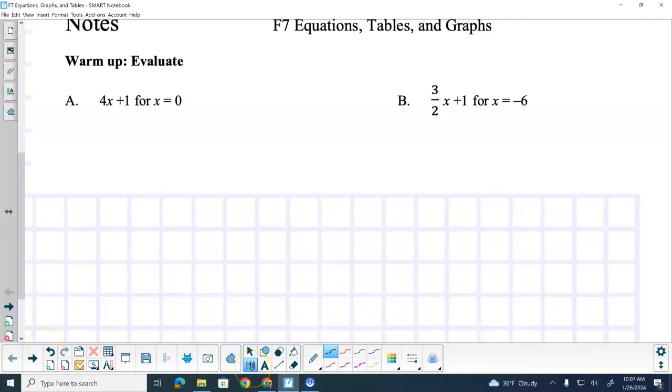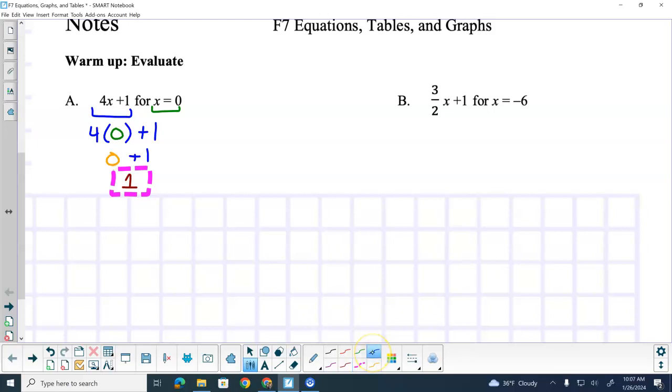So in the warm-up here, just like we were doing yesterday, we've got an algebraic expression. In this case, it's 4x plus 1. And we're going to replace the x with a number. In this particular case, it's 0. So we're going to substitute in 0 for x. 4 times 0 is going to be 0. 0 plus 1 is going to be 1. So when we evaluate this expression at x equals 0, we get just 1.